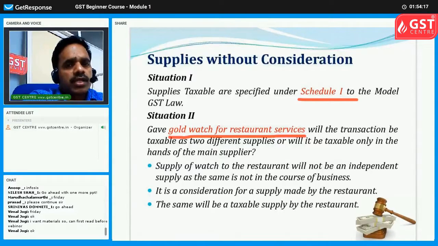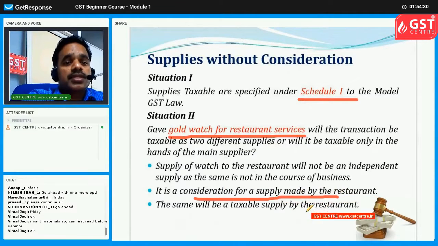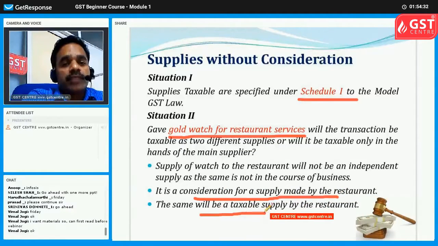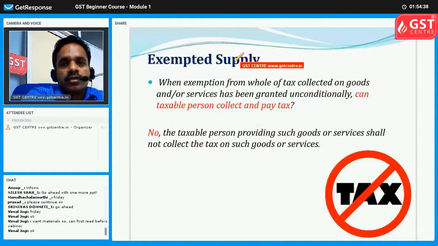I am giving my watch to the restaurant owner, not giving cash. But it is not in the course or furtherance of business, so it will not be called a supply, and I am not liable to pay GST because I am paying it as a consideration. That is a case study.